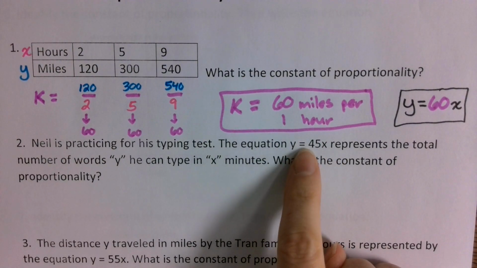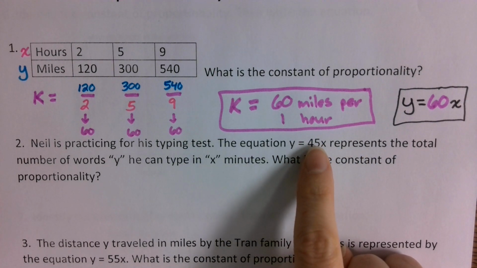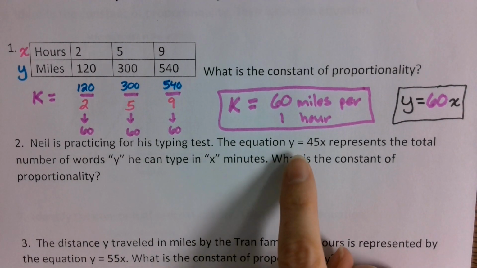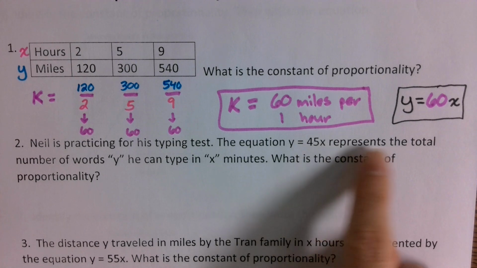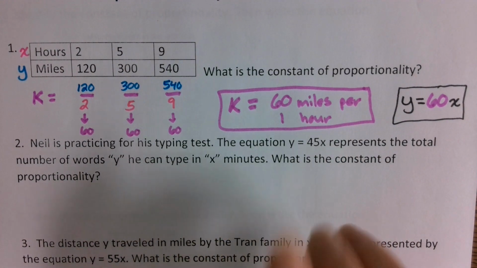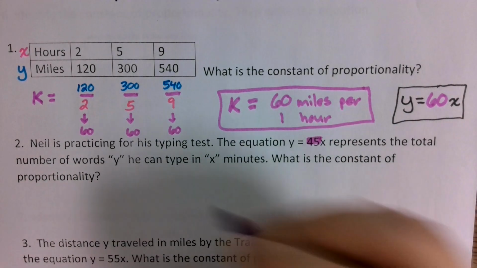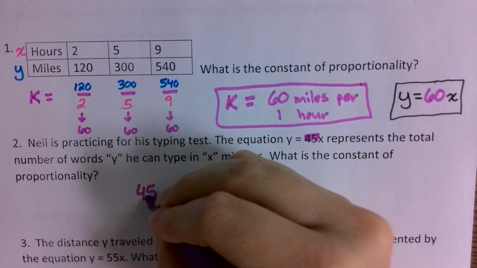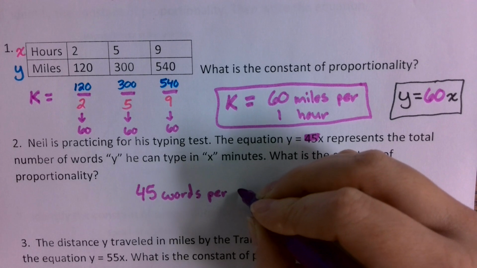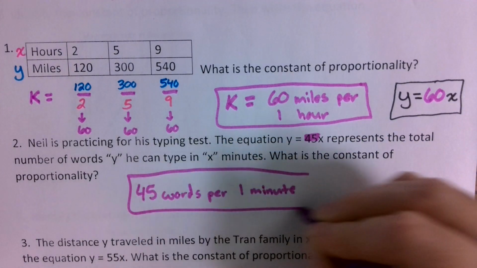All right, for problem number 2, like I said before, if they give you an equation where you have it set up as y equals a number x and nothing else, that number represents your proportional relationship. So Neil's practicing for his typing test. The equation y is equal to 45x represents the total number of words y that he can type in x minutes. So what is the constant of proportionality? Just the 45. He can type 45 words per minute, 1 minute. That's his constant of proportionality.